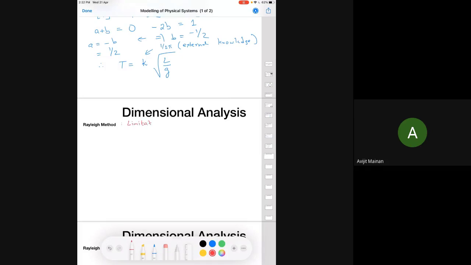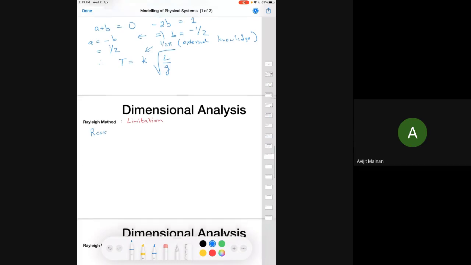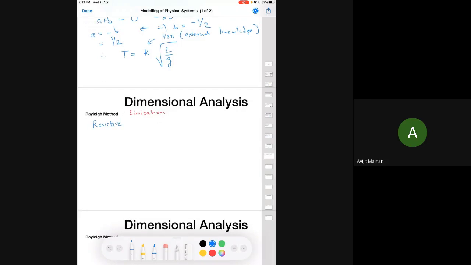Now let's talk about the limitation of the Rayleigh method. Okay, so let's try a more complicated example. We say that the resistive force of a flying object R is a function of the length of the object, the velocity of the object, air viscosity mu, air density rho, and the bulk modulus of air, kappa.